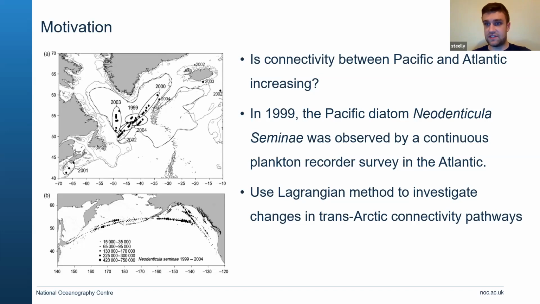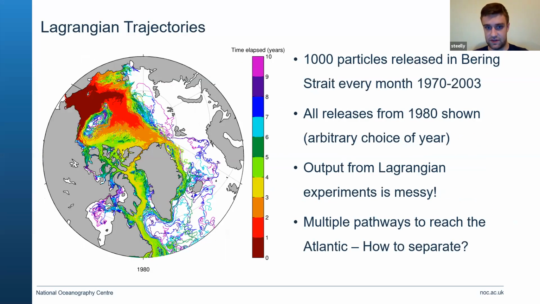So in the late 90s, a diatom, which for the past hundreds of thousands of years had always been only in the North Pacific, was recorded by a continuous plankton recorder in the North Atlantic Ocean, which is not where it naturally should be. And the idea is, okay, how has this come across via changing Arctic currents? And not only is this important specifically for one species of diatom, which someone may or may not care about, but as an example of increasing connectivity in a more general sense.